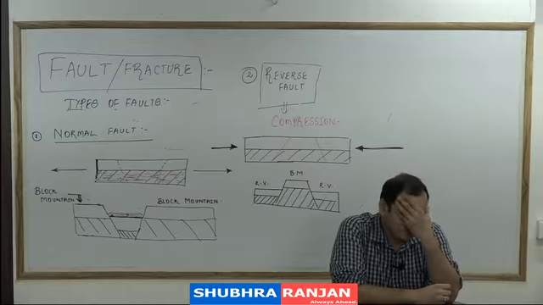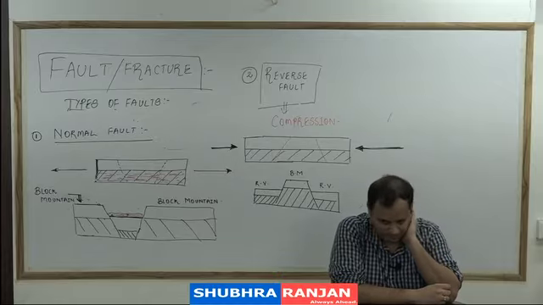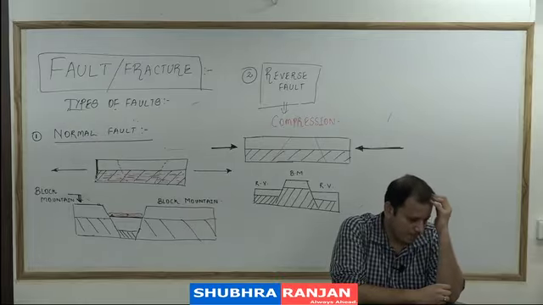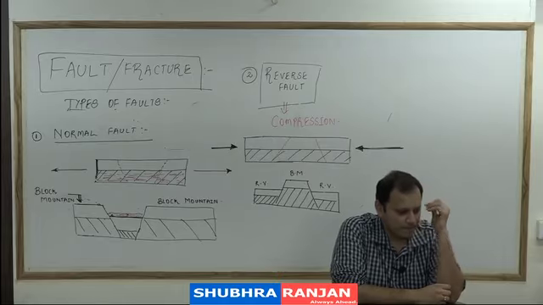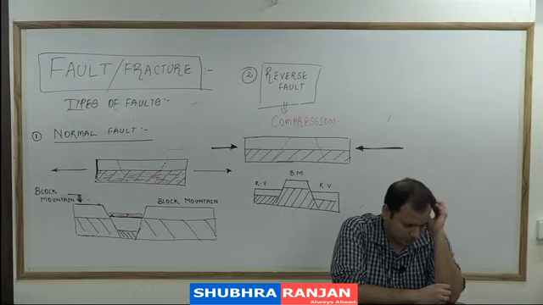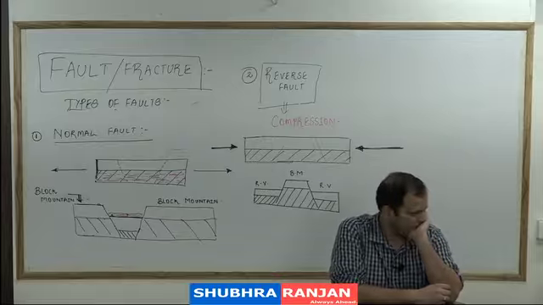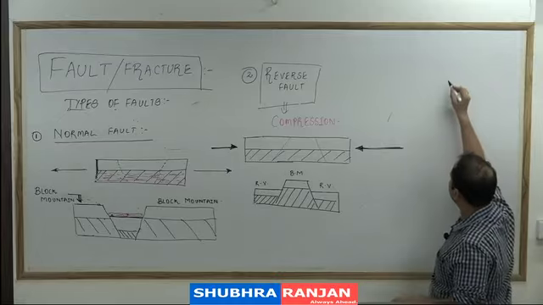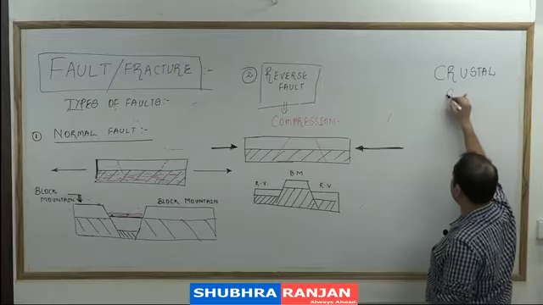So take down: reverse faults. The reverse fault is formed due to compressive forces. It results in crustal shortening, or the shortening of the Earth's crust.